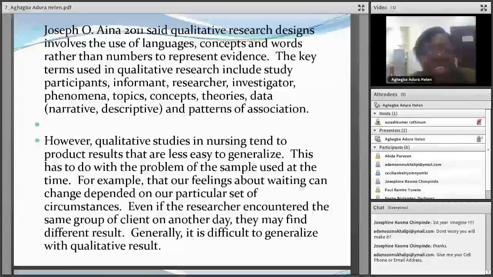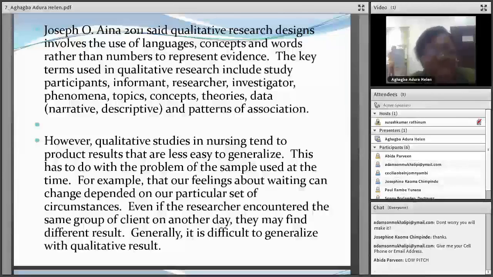Key terms used in qualitative research include study participant, informant, researchers, investigators, phenomena, topics, concept, theories, data, that's narrative, descriptive, and pattern of association. However, qualitative studies in nursing tend to produce results that are less easy to generalize. This has to do with the problem of the samples used at the time. For example, our feelings about waiting can change depending on our particular set of circumstances. Even if the researcher encountered the same group of clients on another day, they may find different results. Generally, it is difficult to generalize with qualitative results.